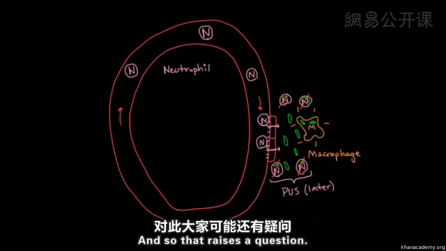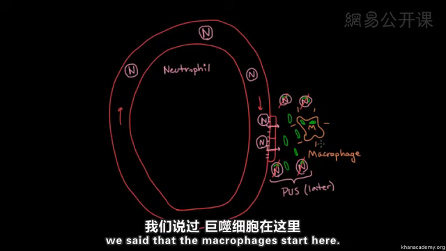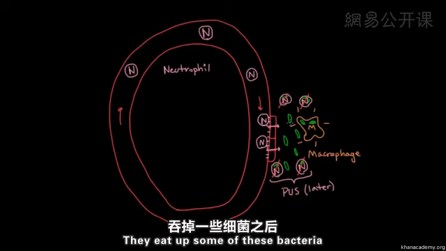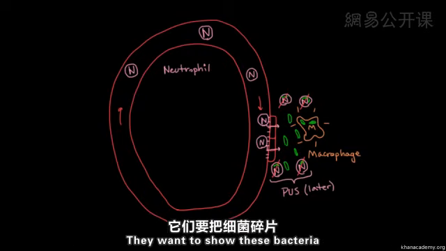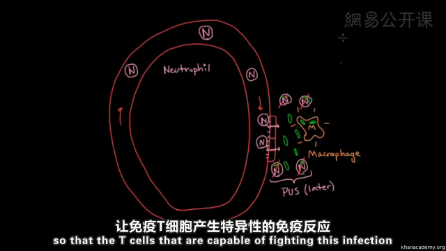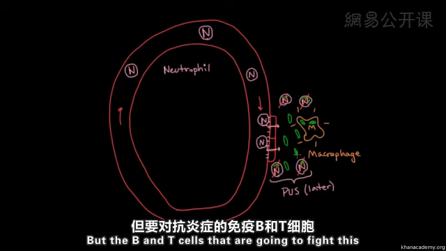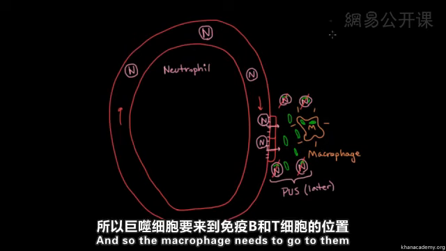And so that raises a question, because in previous videos, we said that the macrophages start here, they eat up some of these bacteria, and then they want to go present these bacteria to B and T cells. They want to show these bacteria to actually really, especially T cells, so that the T cells that are capable of fighting this infection can come fight it. But the B and T cells that are going to fight this are not located out here in the tissue. And so the macrophage needs to go to them.